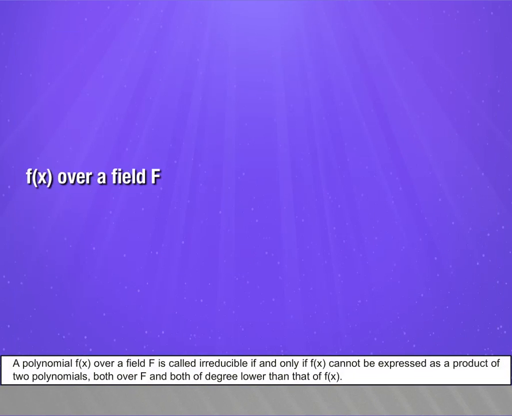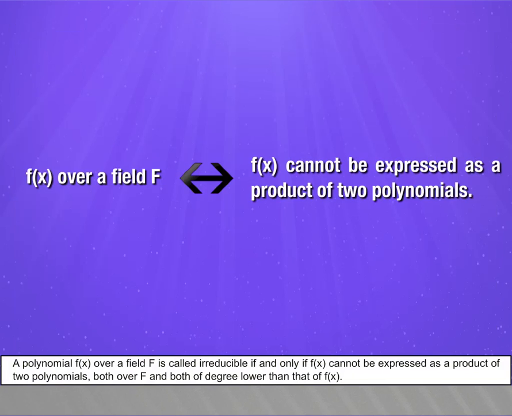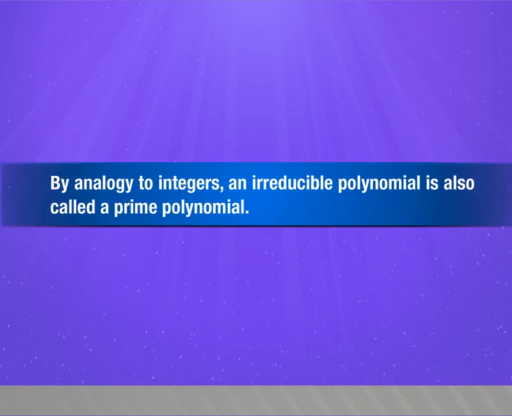A polynomial f of x over a field F is called irreducible if and only if f of x cannot be expressed as a product of two polynomials, both over F and both of degree lower than that of f of x. By analogy to integers, an irreducible polynomial is also called a prime polynomial.